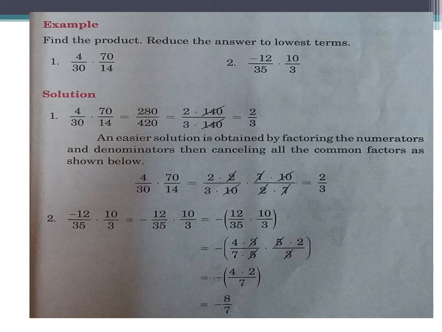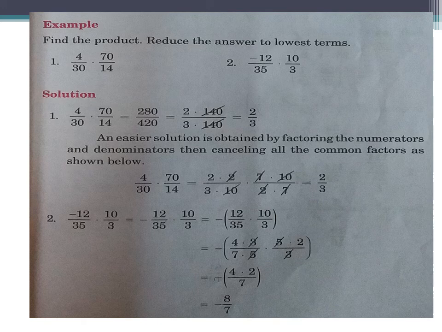Just simply multiply the numerators. 4 times 70, that is 280. Then, 30 times 14, that is 420. Now, let's find their common factor, since we are reducing the answer to lowest terms. When we talk about lowest terms, we are looking for its simplest form.